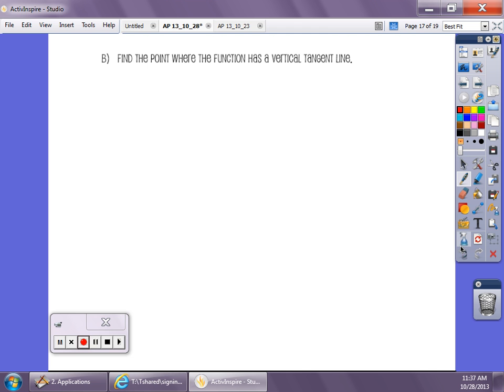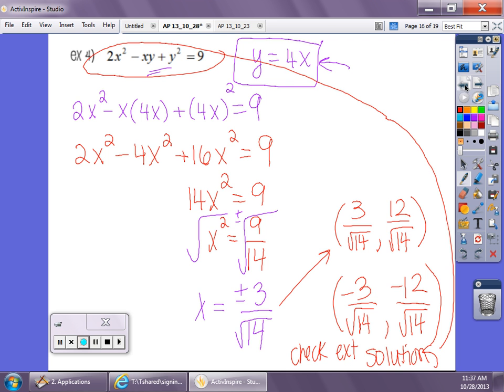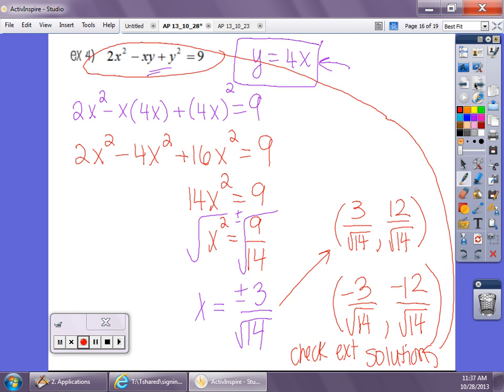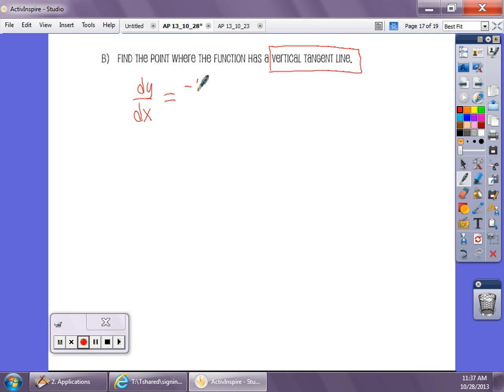So it says vertical tangent line. What's the slope of a vertical tangent line? It's undefined. So dy/dx, which was, I have to remember, what was dy/dx? Negative 4x over negative... Can someone read it to me? Alright, so we want this undefined. How do I make a fraction undefined? Set the bottom equal to 0. Set the denominator equal to 0.